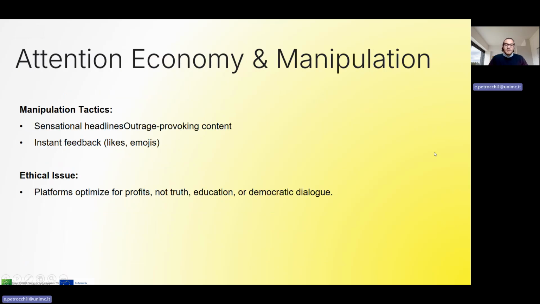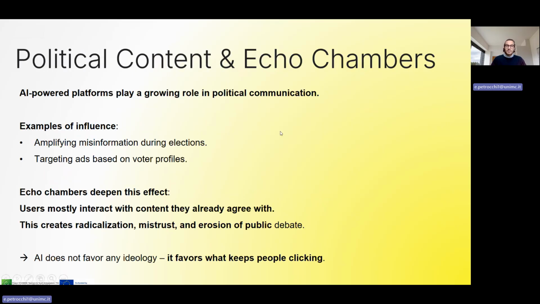Platforms are optimized for profits, not truth, education, or democratic dialogue. And AI-based platforms play a growing role in our political communication. Examples of influence include amplifying misinformation during elections or targeting ads based on voters' profiles. But we will delve into these kinds of influences in future classes, because these political implications are extremely important.